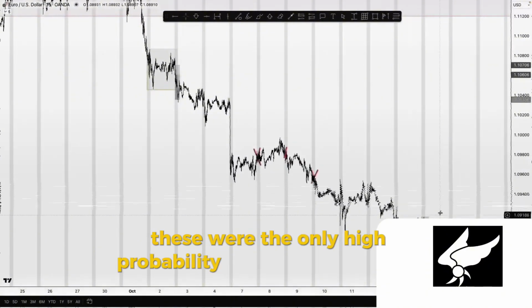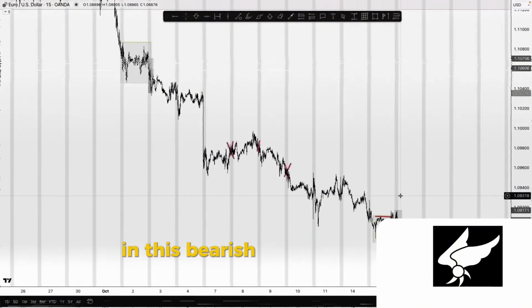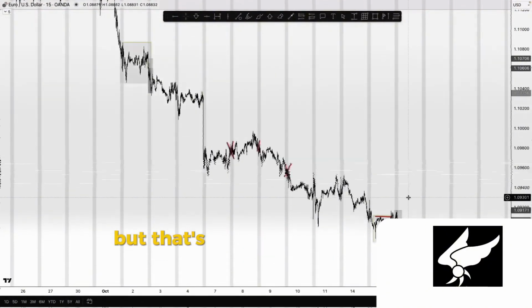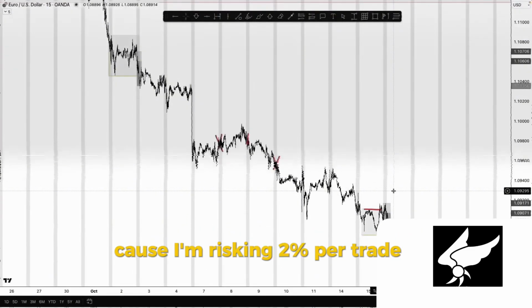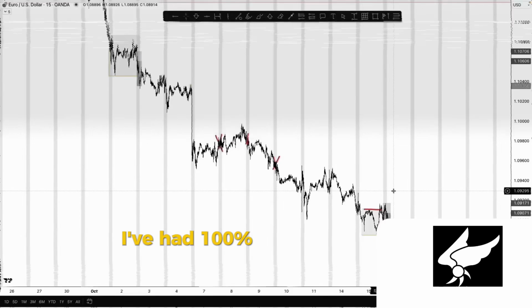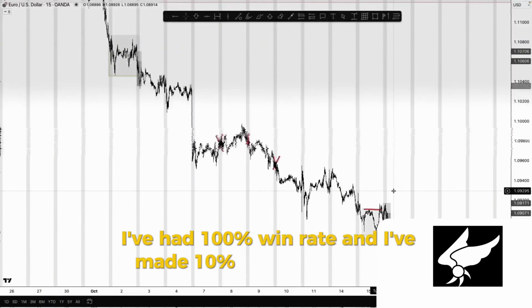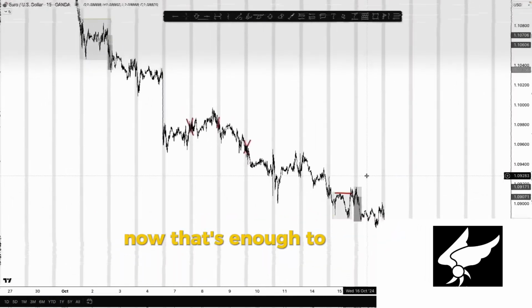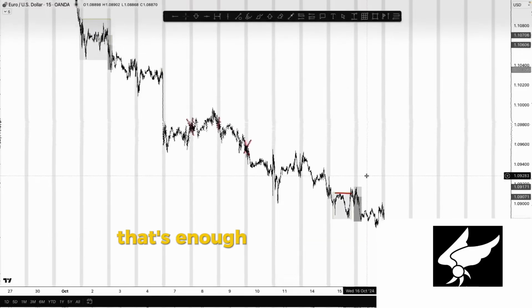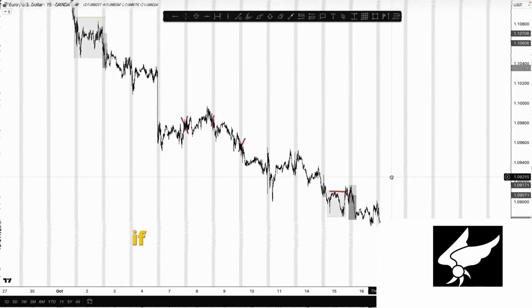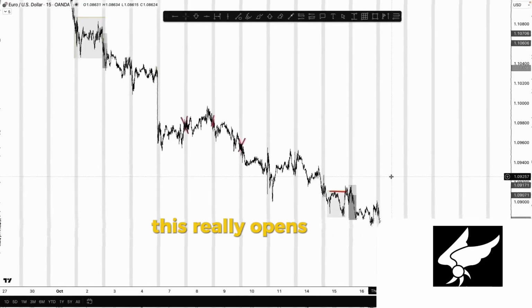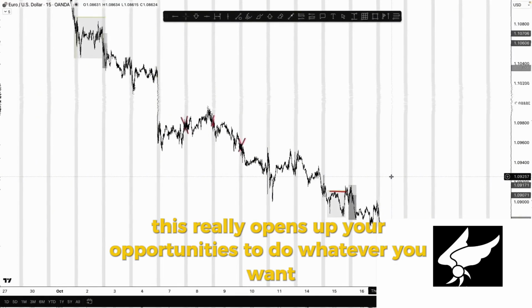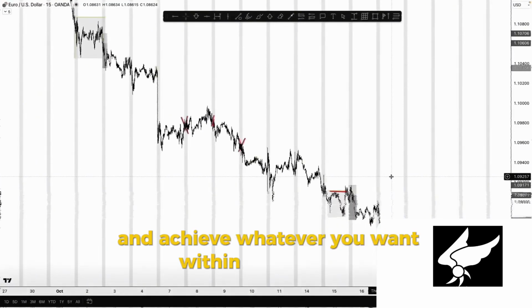These were the only high probability opportunities to play in this bearish initiation market, but that's enabled me to return 10% because I'm risking 2% per trade. So far this month, I've had a 100% win rate and I've made 10% out of the market. Now that's enough to pass any prop firm challenge. That's enough to get any private investment out there if you're consistently making amazing returns like this as well. This really opens up your opportunities to do whatever you want and achieve whatever you want within your trading.